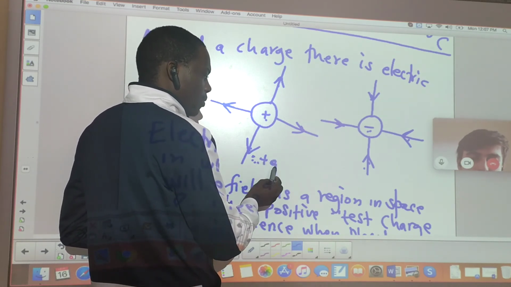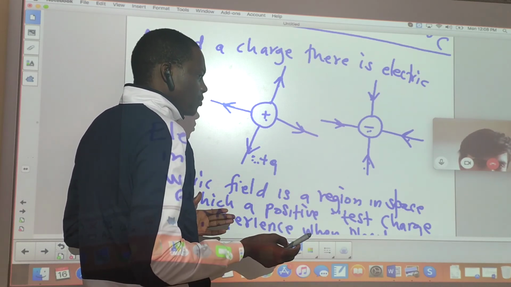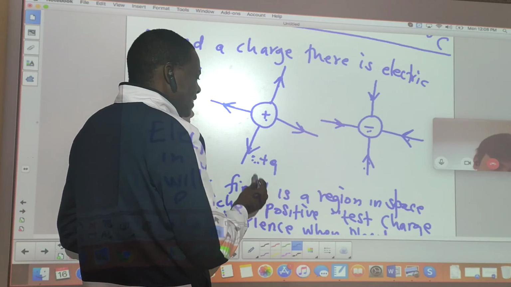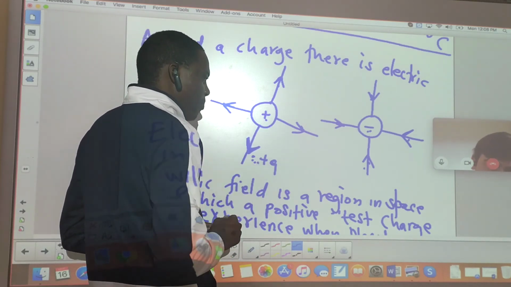To the opposite direction of the positive. Yes, because it is being repelled. So therefore it's going to move away. This is the reason we have the arrow pointing away from the positive charge.